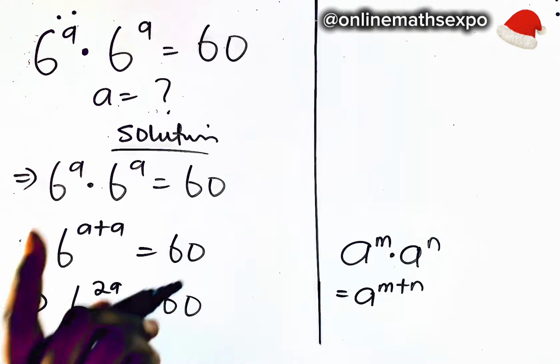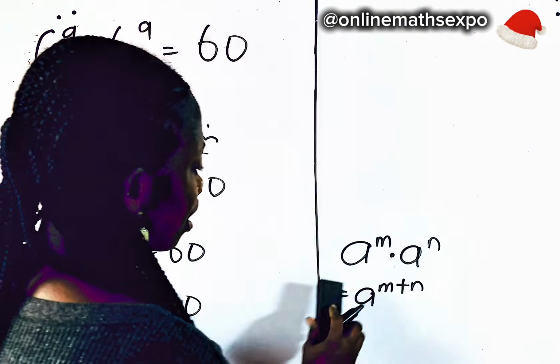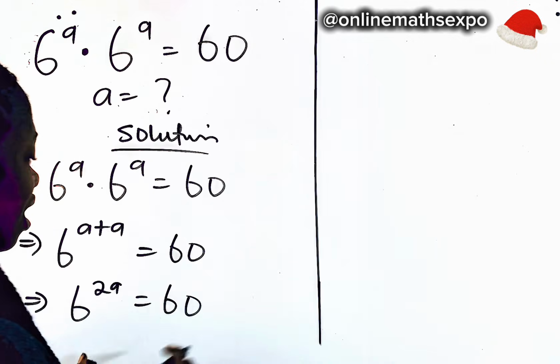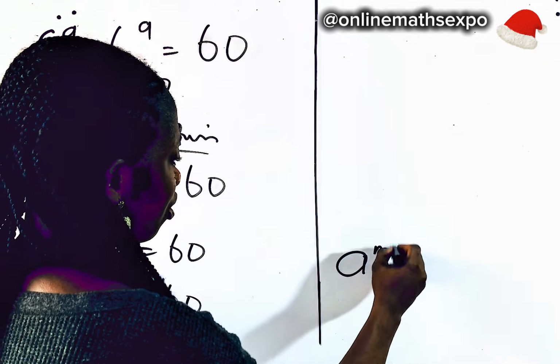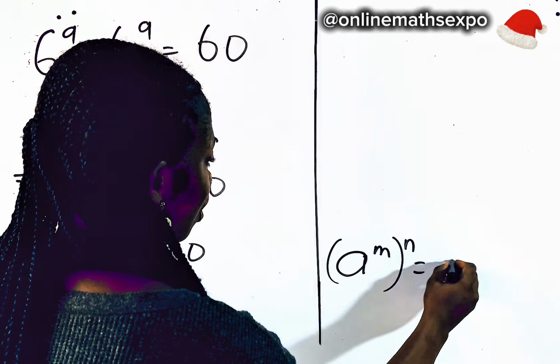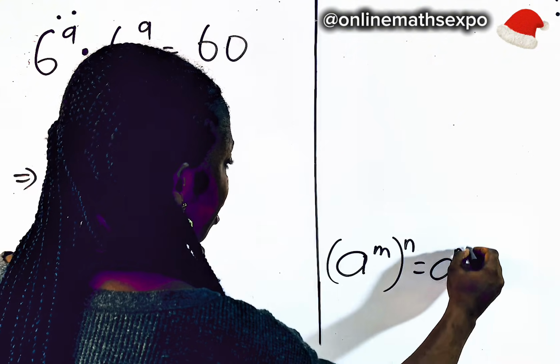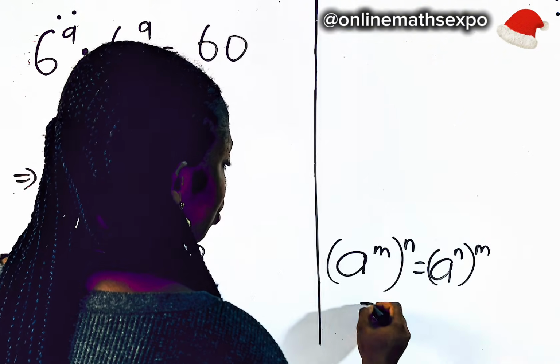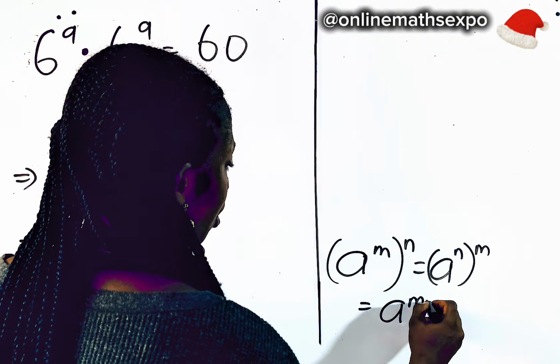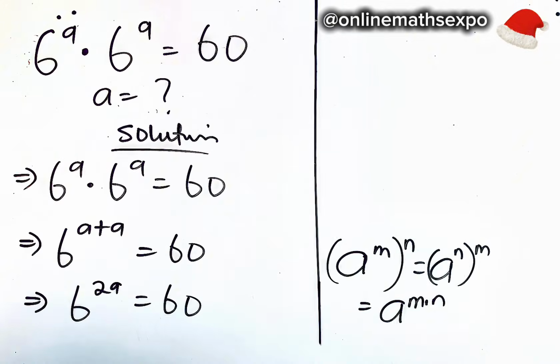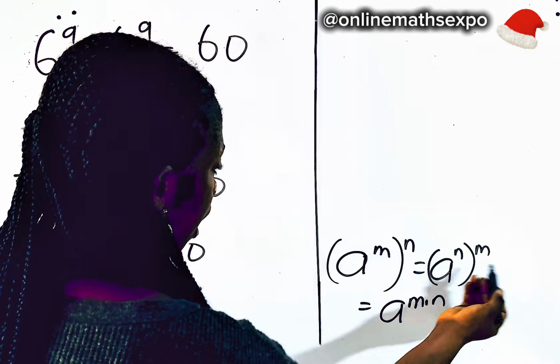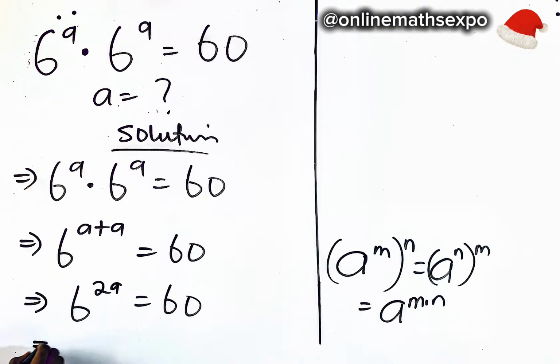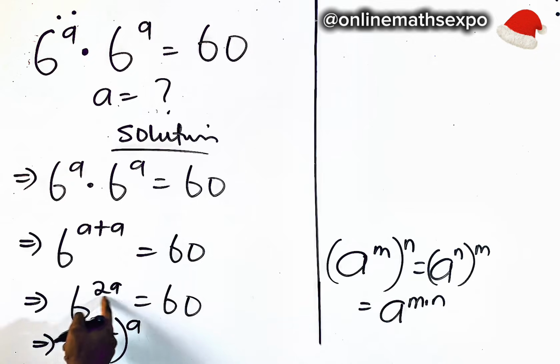So what do you do next? Remember also that each time you have a to the power of m raised to power n, it's always a to the power of n raised to power of m, which is also a to the power of m multiplied by n. So what it means, you can switch the powers. So in that case, this can also be written as 6 to the power of 2 raised to power of a. If you multiply this, it gives you this and is equal to 60.